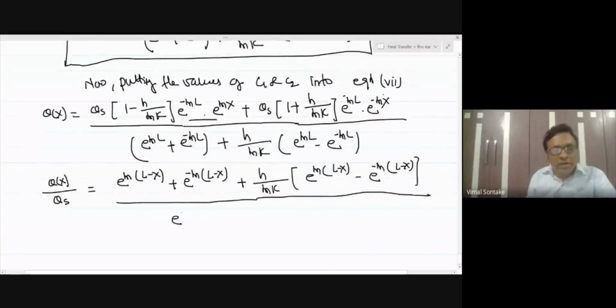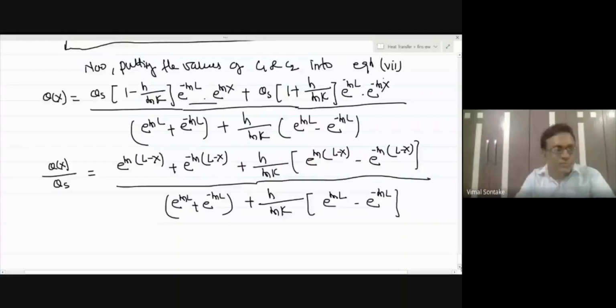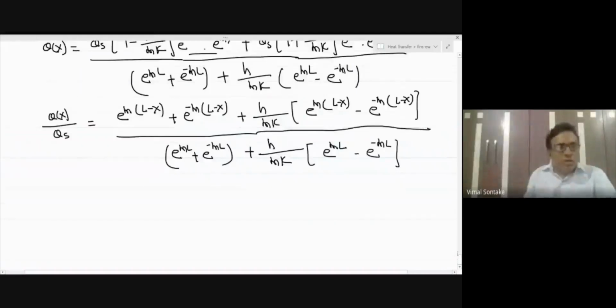And on the denominator, e to power ml plus e to power minus ml plus h over mk times e to power ml minus e to power minus ml. So this is quite a lengthy term. Let us convert all these terms in the form of hyperbolic cosine and sine functions.